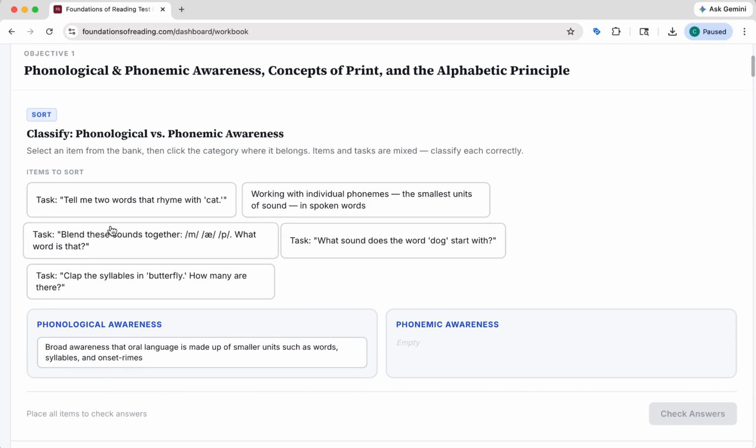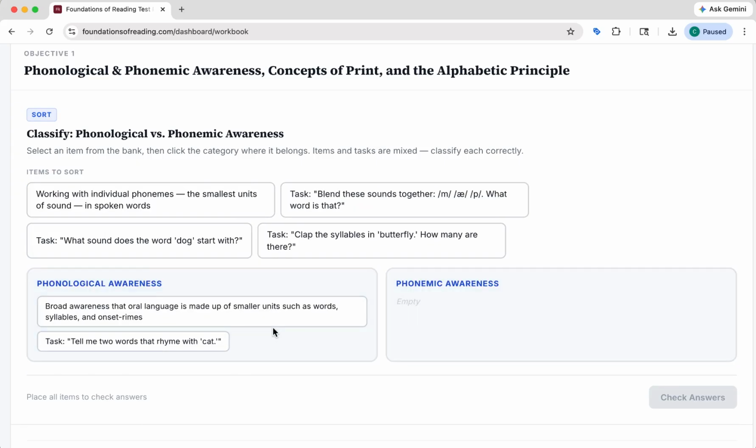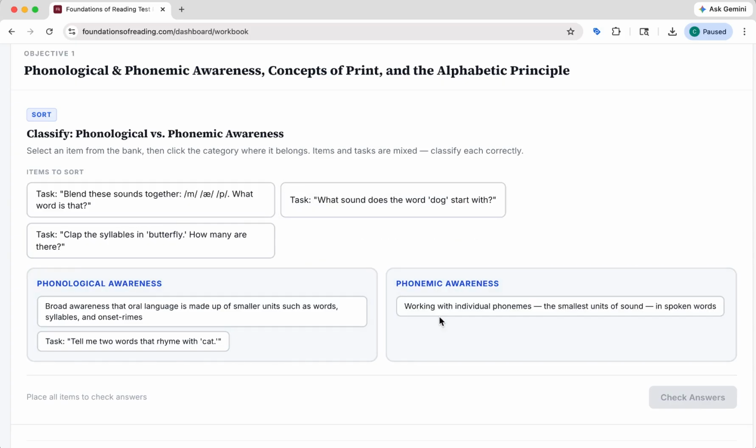All right, next up, task. Tell me 2 words that rhyme with cat. Let's see here. I'm going to also put that with phonological awareness. Next up, all right, we have working with individual phonemes, so smallest unit of sounds in spoken words. That, to me, that's phonemic awareness.